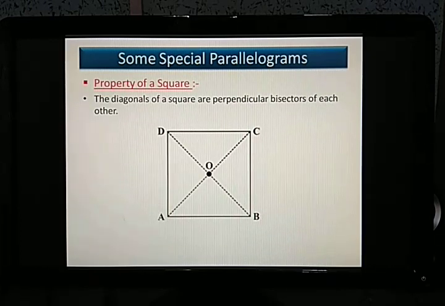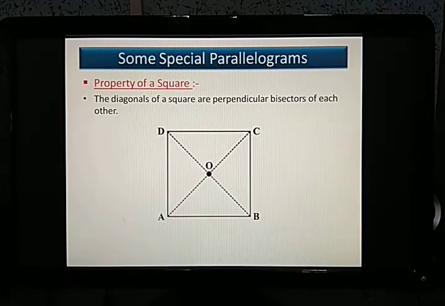So this chapter is over. You can go through your textbook, you can solve the examples as well as these properties. It is clearly mentioned in your textbook. You can go through it.